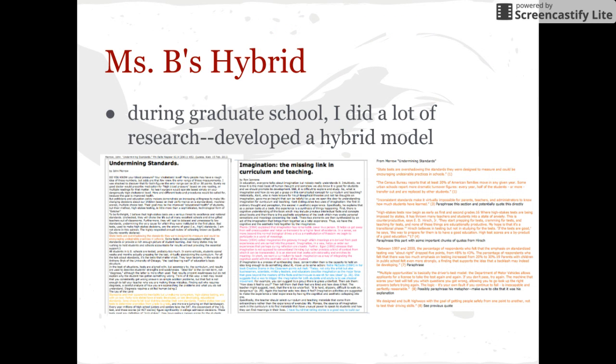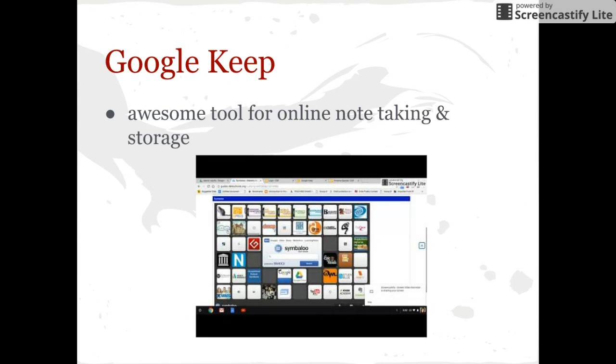My hybrid: during grad school, I did a lot of research. As you know, I developed a hybrid model for myself where, inside of the sources, if I was doing them online, I would put them in documents, color code them, and then take them to the side and start paraphrasing and moving around. As my thought clusters emerged, I switched the colors and shifted them around. It was a really interesting way of learning how I think. I would be happy to share some of that with you if you have questions.